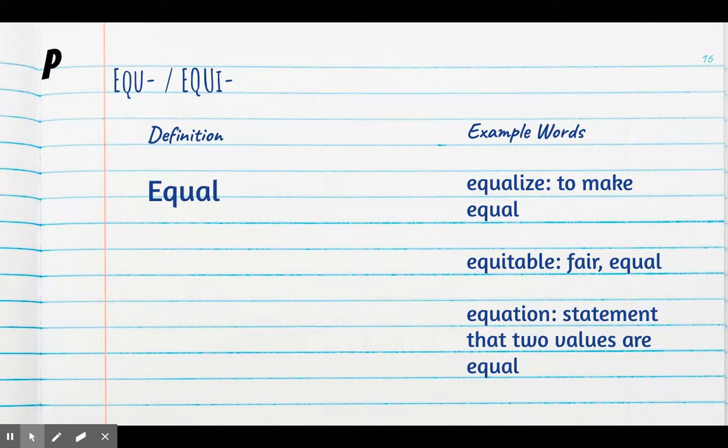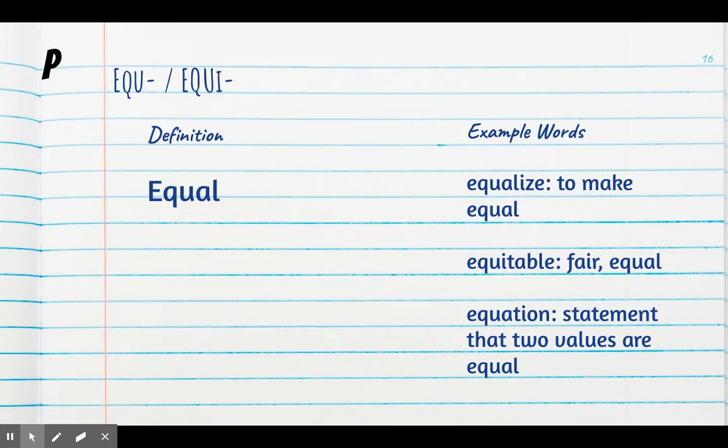Next, we have equ and equi. These mean equal, so they look very similar to their meaning. So you have equalize, which means to make equal. You have equitable, which is an adjective that means fair or equal. And then you have equation. So an equation is a statement that two values are equal. So if you think about in math, like 2 + 2 = 4, right? That is an equation, and it is stating that what is on one side of the equal sign is the same amount as the other side of the equal sign, which is true, right? 2 and 2 = 4.